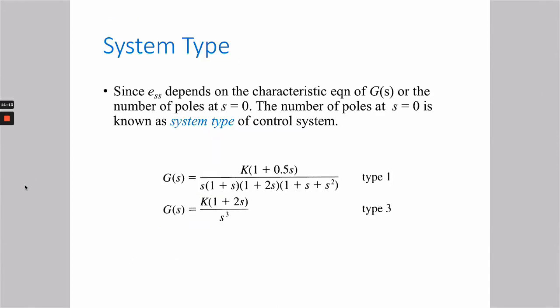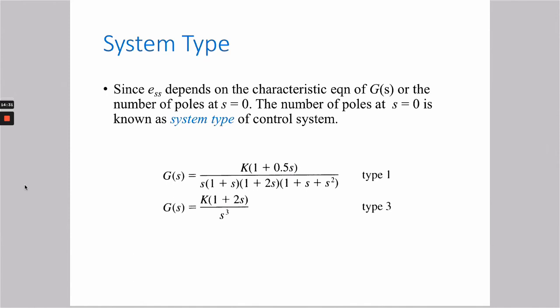Now we proceed with the next one, system type. System type is very easy. You factorize every denominator and you find the poles at origin, which in this case are here and here. Poles at origin mean s equals 0. So the system type depends on the power of poles at origin. In this case, this is type 1. This is type 3. This is actually s to the power of 1. This is s to the power of 3. So type 1, type 3.